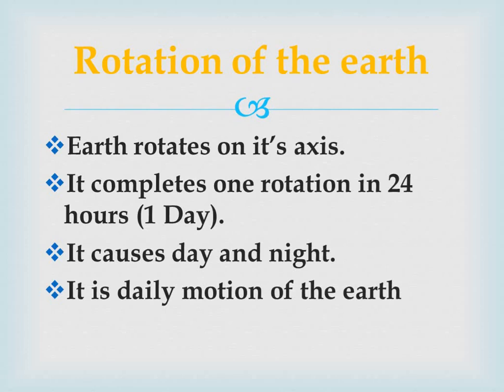The part of the earth that remains in front of the sun and gets light has day, and the part that is in darkness, not getting light, has night. So in this way it causes day and night. It is the daily motion of the earth. As 1 day of 24 hours occurs on the earth, we can say it is the daily motion of the earth.